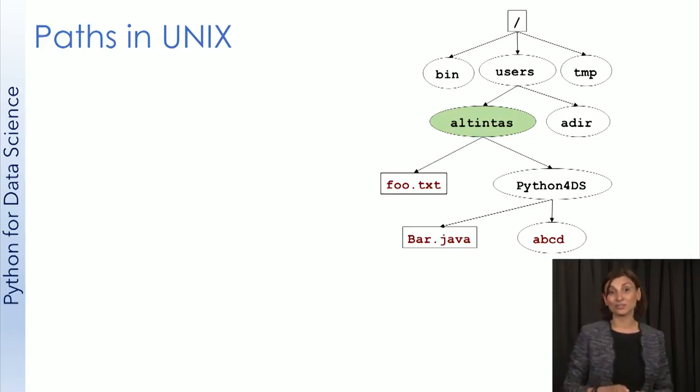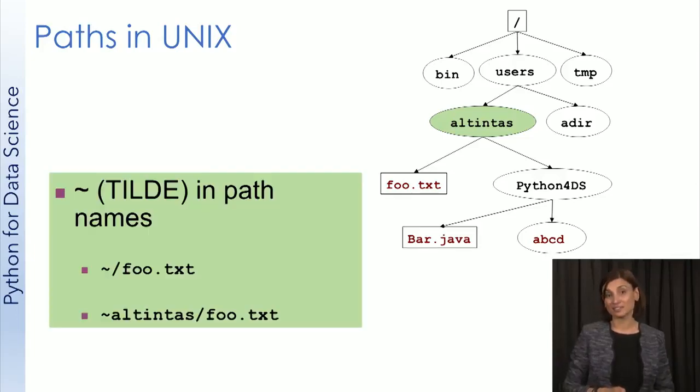Now I would like to show you another important shortcut in the Unix system, the tilde character. Any directory under users, like altintas, refers to a specific user's home directory. For that user, tilde refers to that home directory. I can reach anything under my home directory using the tilde character, like ~/foo.txt or ~altintas/foo.txt.